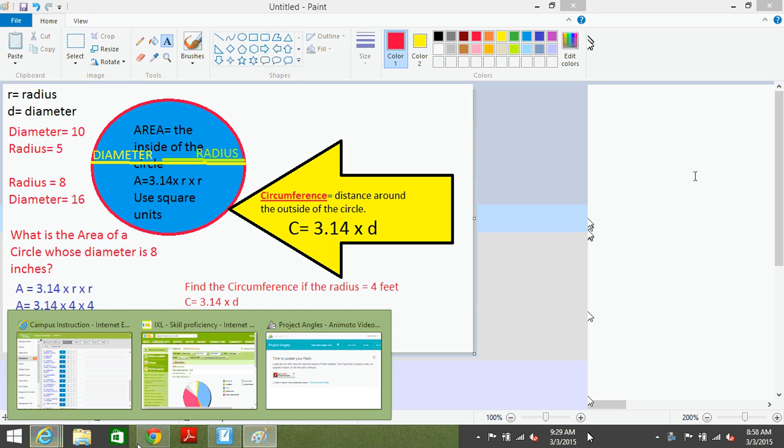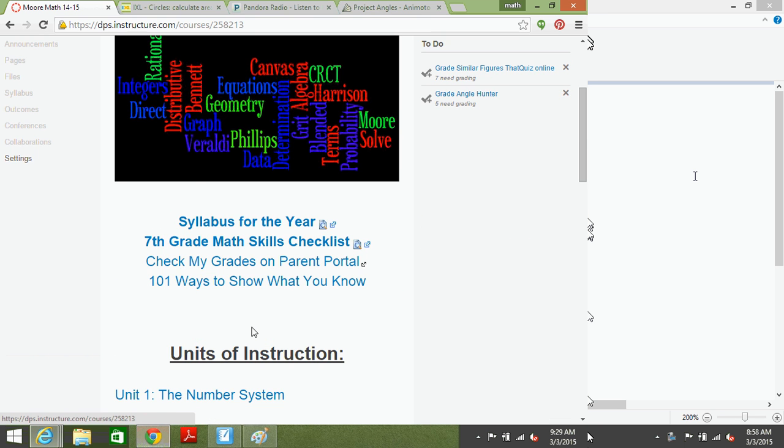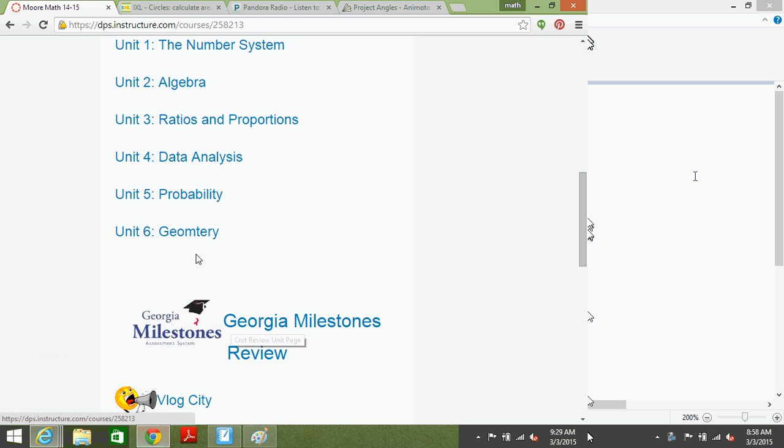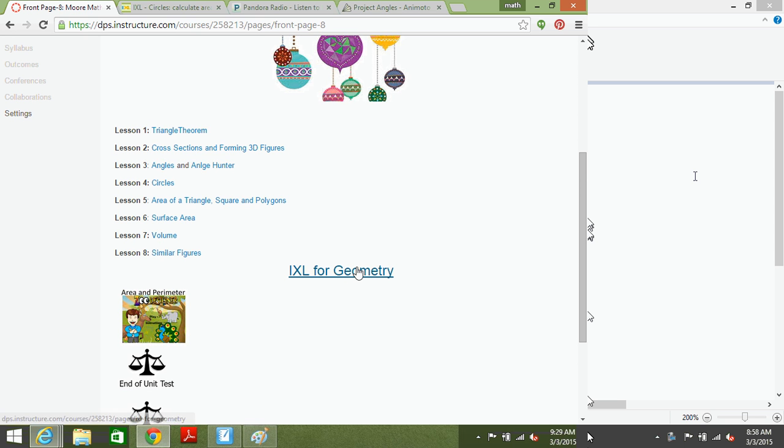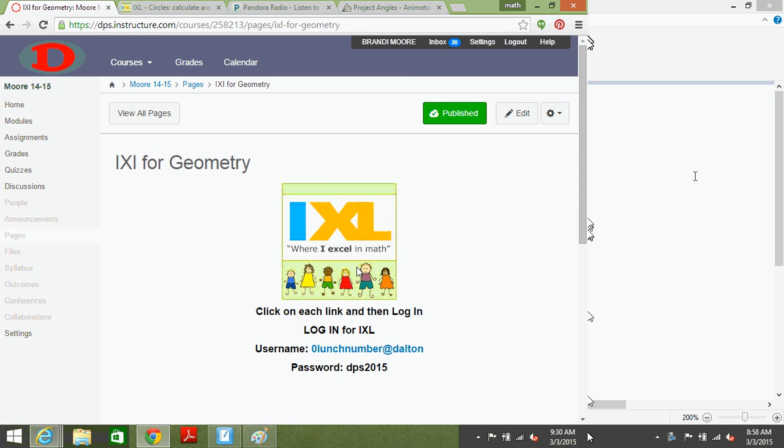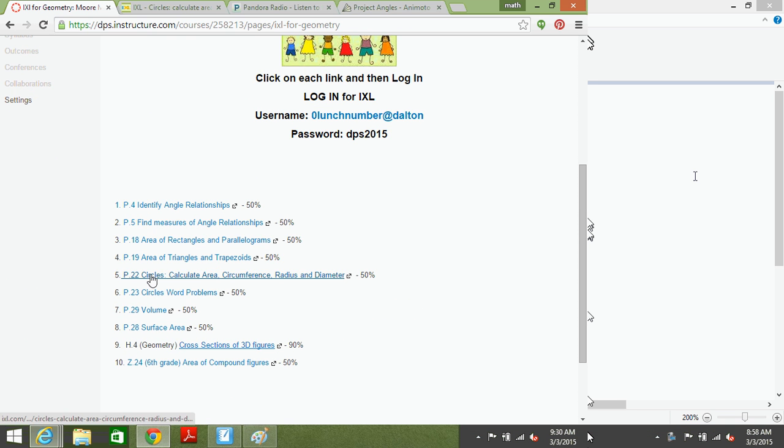All right, go to Canvas. We're going to Geometry. And iExcel for Geometry. Now we're going here to number 5, P22. Circles, calculate area, circumference, radius, and diameter. You must get this to 50%. You can use the back of your formula sheet for scratch work.